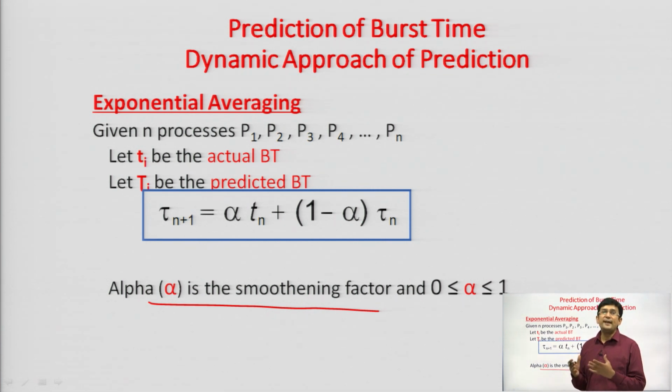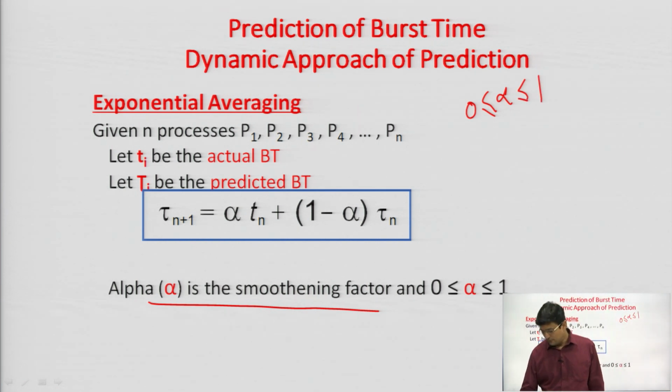Now, we have to see the experiments before. If the experiments before are showing a good result with the selected value of alpha, let us continue with that. If the predicted burst time is not near to the actual burst time, in that case we should increase or decrease alpha, and alpha is usually in the range of 0 and 1. It can take a fractional value.